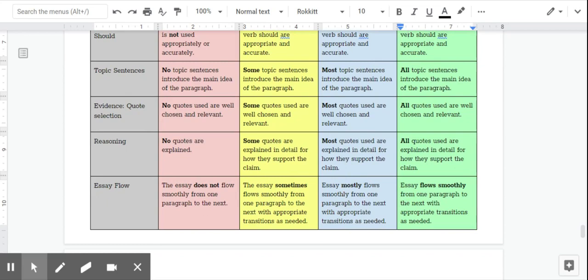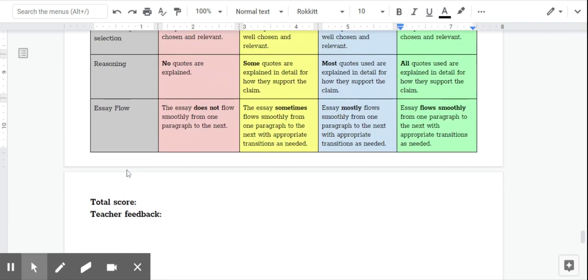The next category is evidence. That's your quote selection. Are the quotes you choose well chosen, and are they relevant? Next category is your reasoning of those quotes, your explanation of those quotes, and how they support your claim. So, all quotes used are explained in detail for how they support the claim.